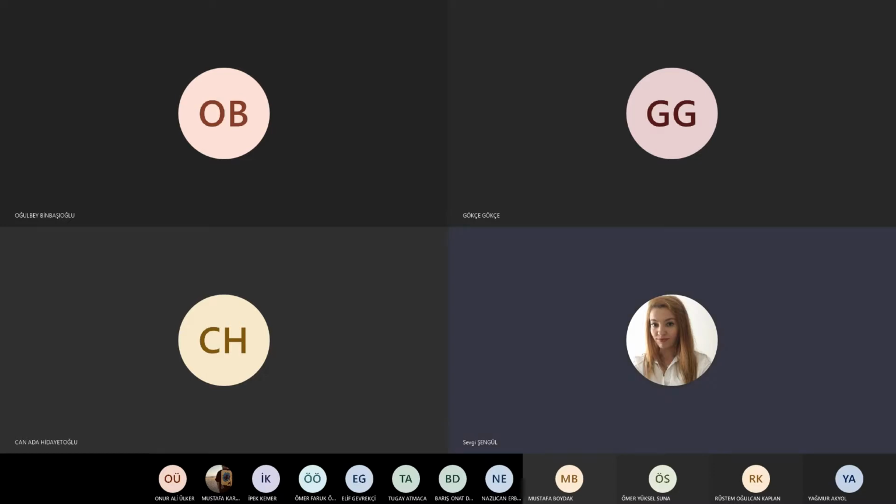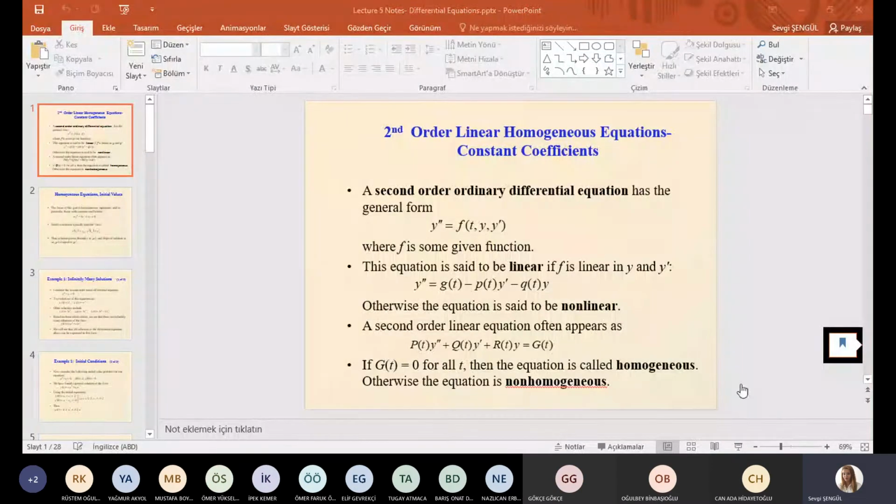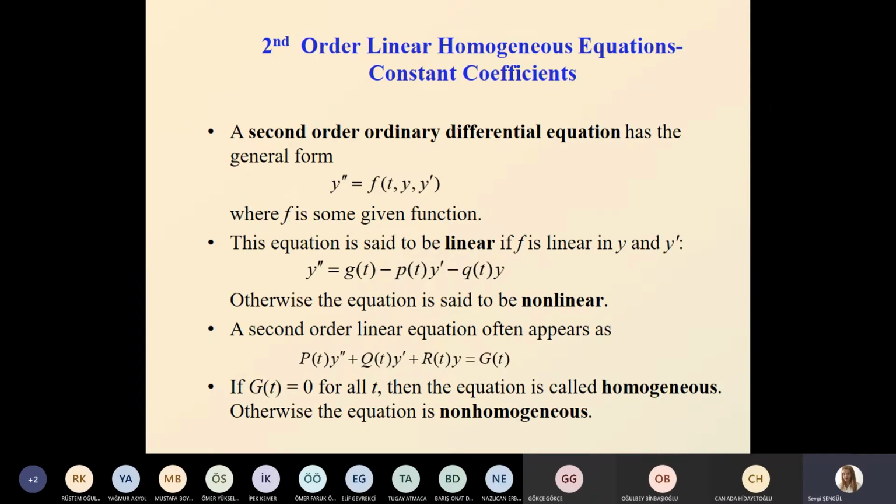Now I will share the lecture notes with you. Second order, linear, homogeneous equations, constant coefficients. Then I will start right now if you don't have any question. So far we were talking about first order differential equations. And you know what is first order. The highest derivative inside the equation is the first derivative. And once we say second order, now we have terms that have second derivatives inside our equations.